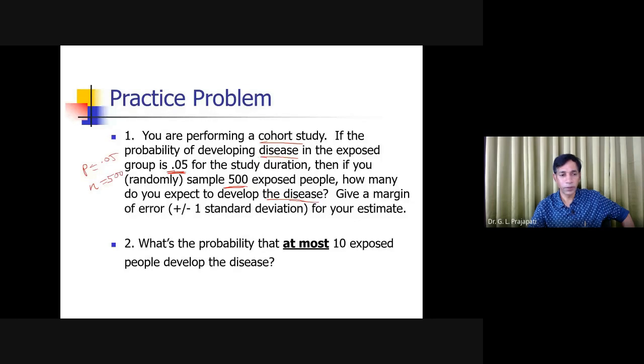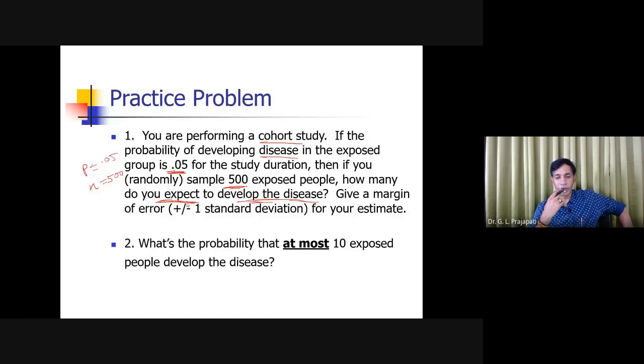You have the 500. So how many exposed people are you going to test, and how many do you expect to develop the disease? This is one thing. So how many do you expect? How many do you expect?